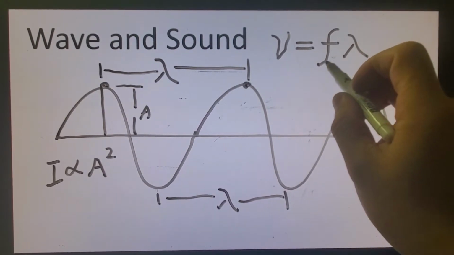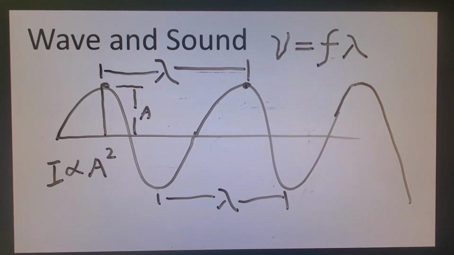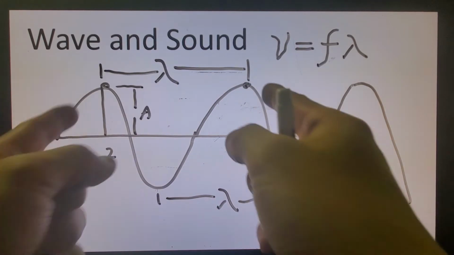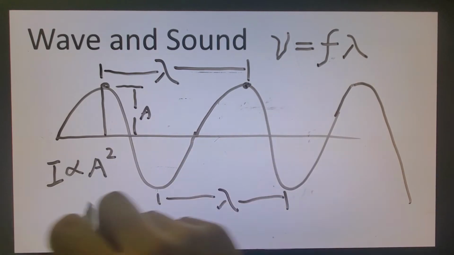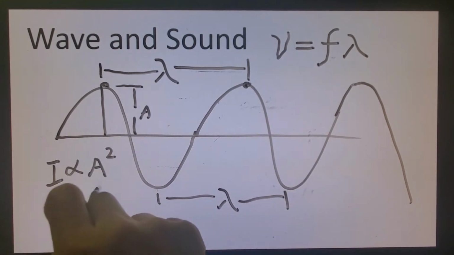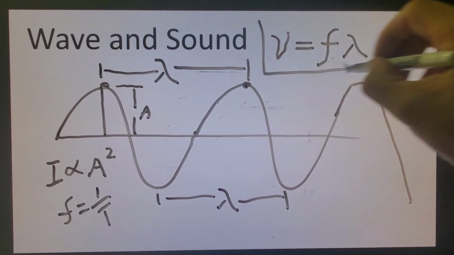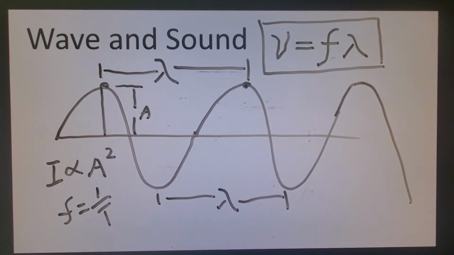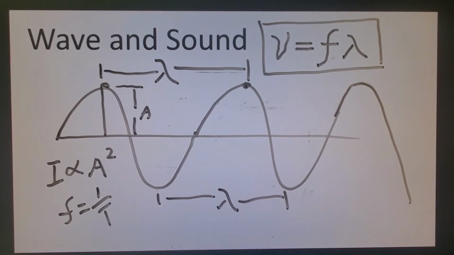What is frequency? Frequency is how many cycles per second. What is period? Period is the time for that wave, how many seconds for that wave. So there's a relationship over here: frequency is equal to 1 divided by the period. Let's focus on this formula. It's very important. You may have a quiz based on this formula. Velocity is equal to frequency times wavelength.